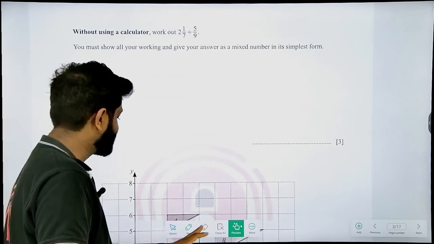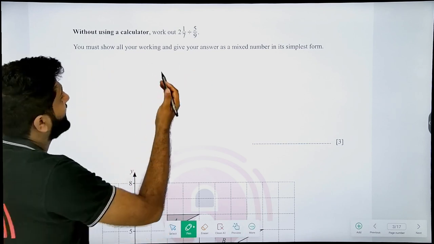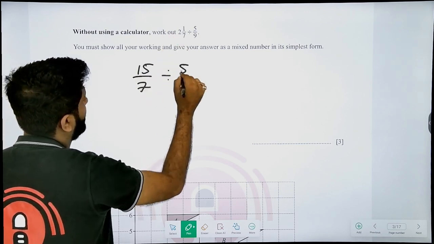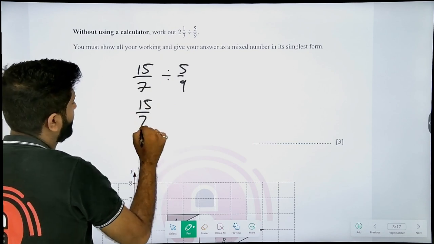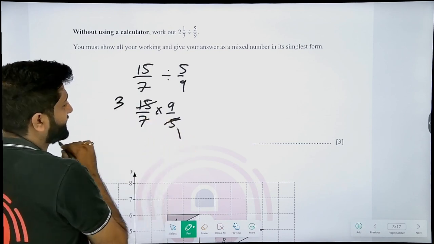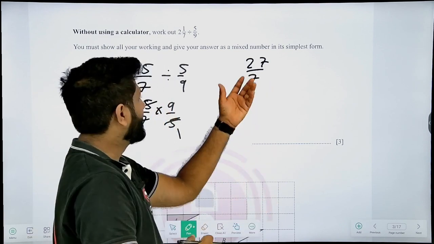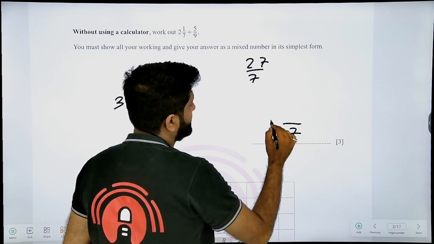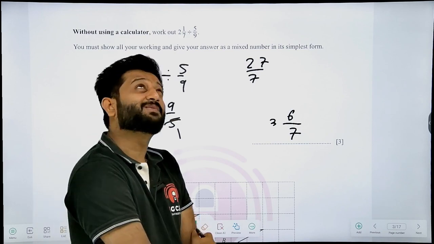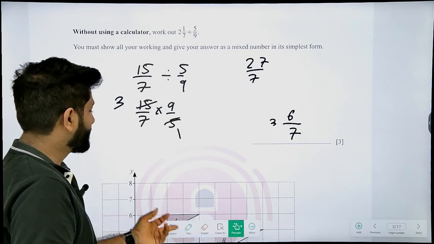The first question says, without a calculator, solve this. Let me rearrange this. I can write this as 15 over 7 divided by 5 over 9, which can be simplified as 15 over 7 times 9 by 5. This is 1, this is 3. So the answer is 27 over 7. I can write this as a mixed number: 7 threes are 21 and 6, so 3 integers 6 by 7. 7 threes are 21, 21 plus 6, yes 27, correct. Let's go to the next question.